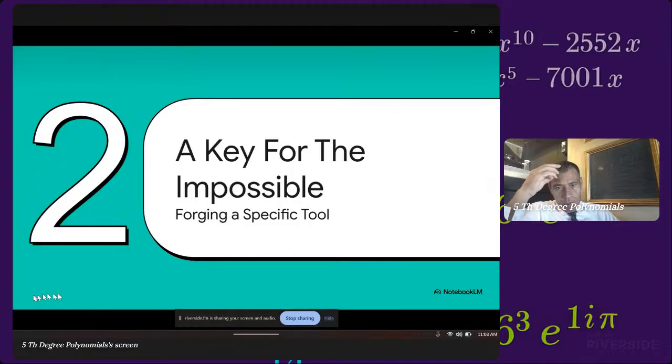So how on earth do you even start to tackle a problem that was famously proven to have no general solution? Well, you stop looking for a master key.